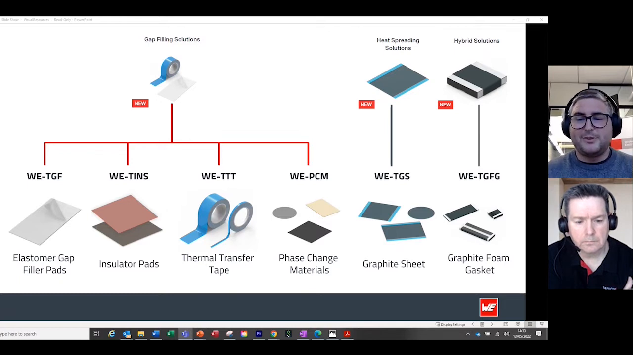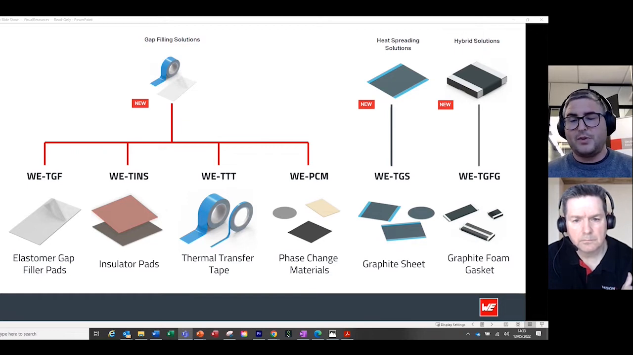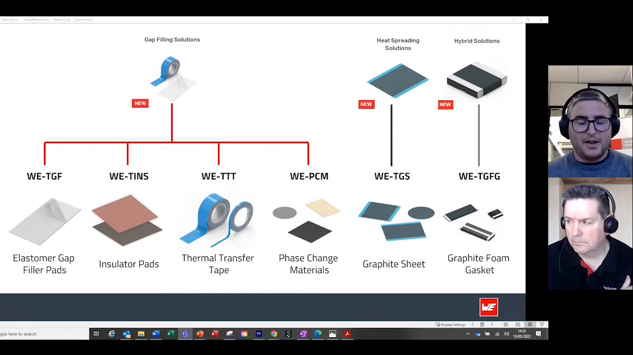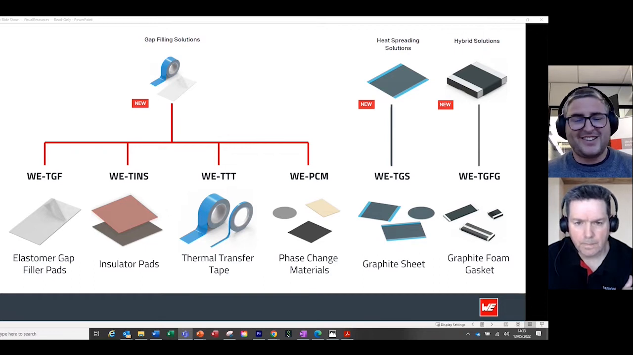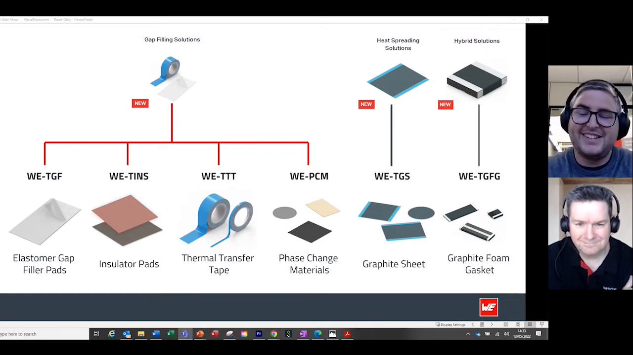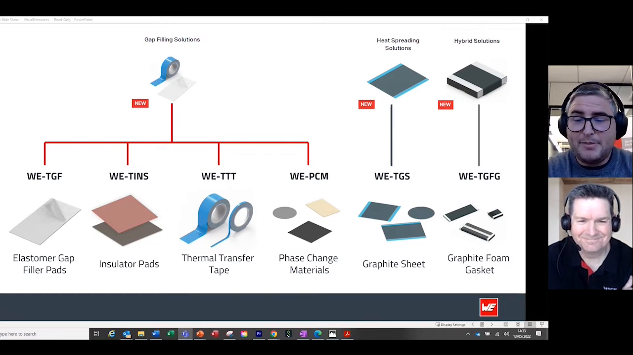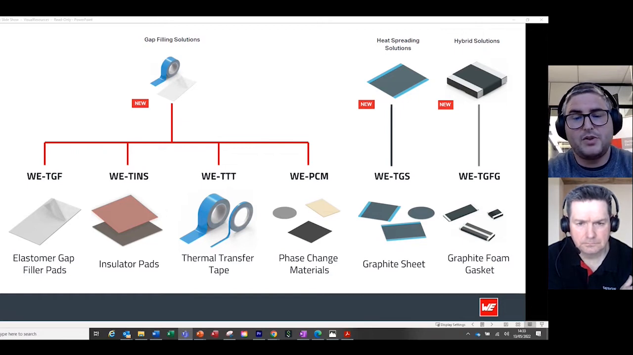Now, as I mentioned before, we also have spreading solutions in the market. In Wurth Elektronik, we have the graphite sheets, the TGS, which is an acrylic coated graphite because, of course, graphite is electrically conductive and you always want to maintain isolation. It really does help to spread the heat throughout the horizontal plane. If we compare it to, for example, all the traditional gap filling solutions, which are more or less between 1 and 6 watts per meter Kelvin.